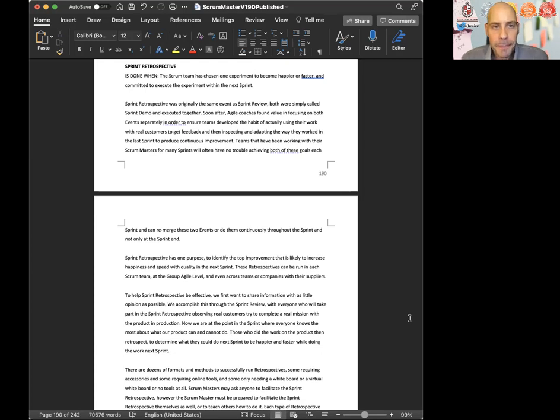Done is when the Scrum team has chosen one experiment to become happier or faster and committed to execute the experiment within the next sprint.